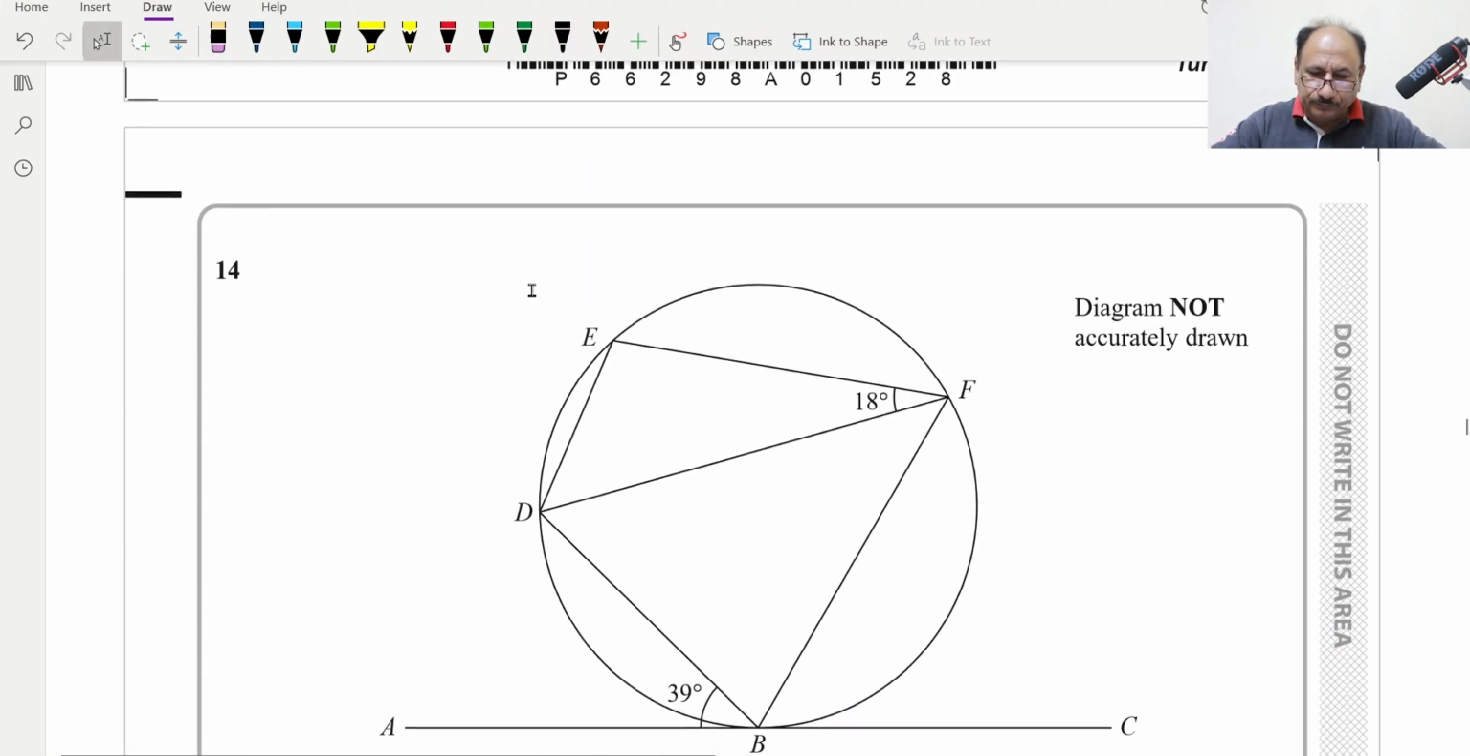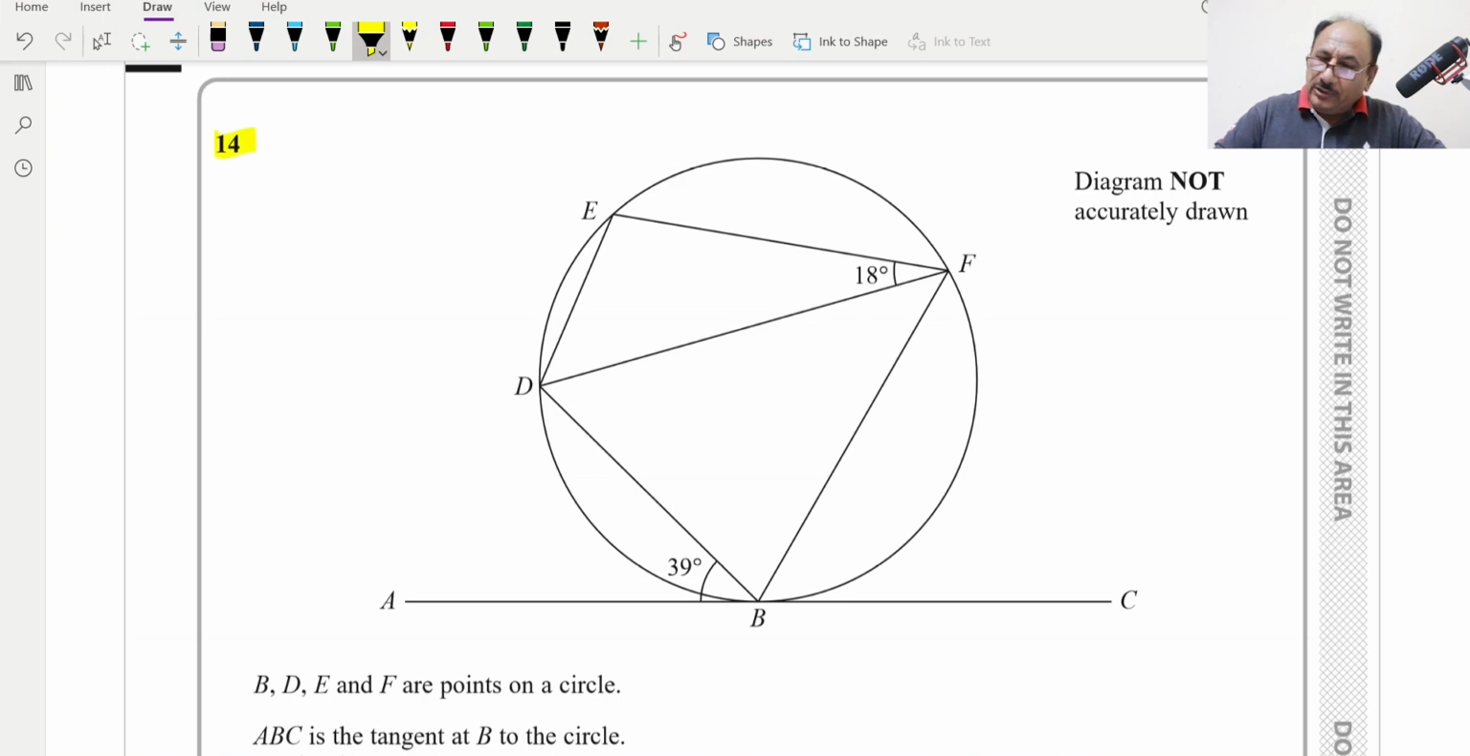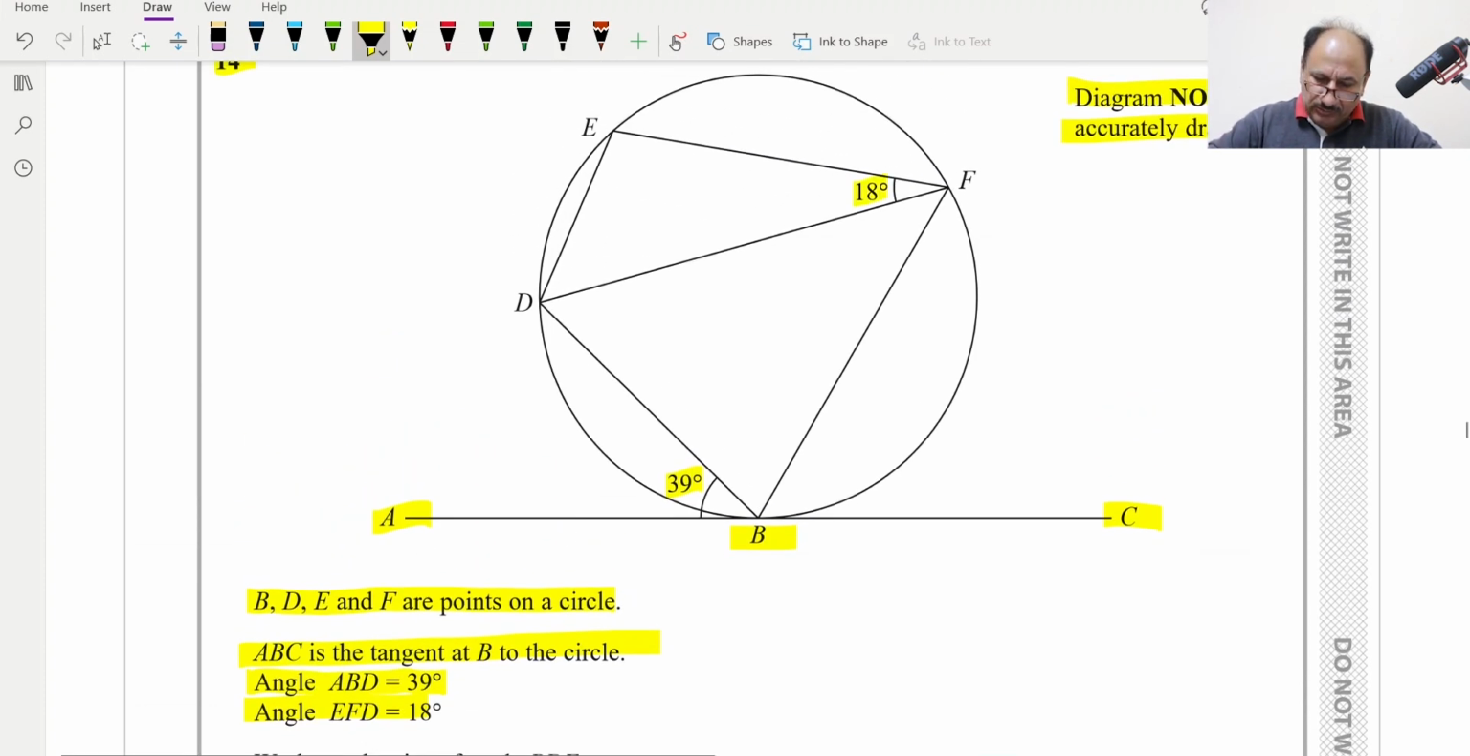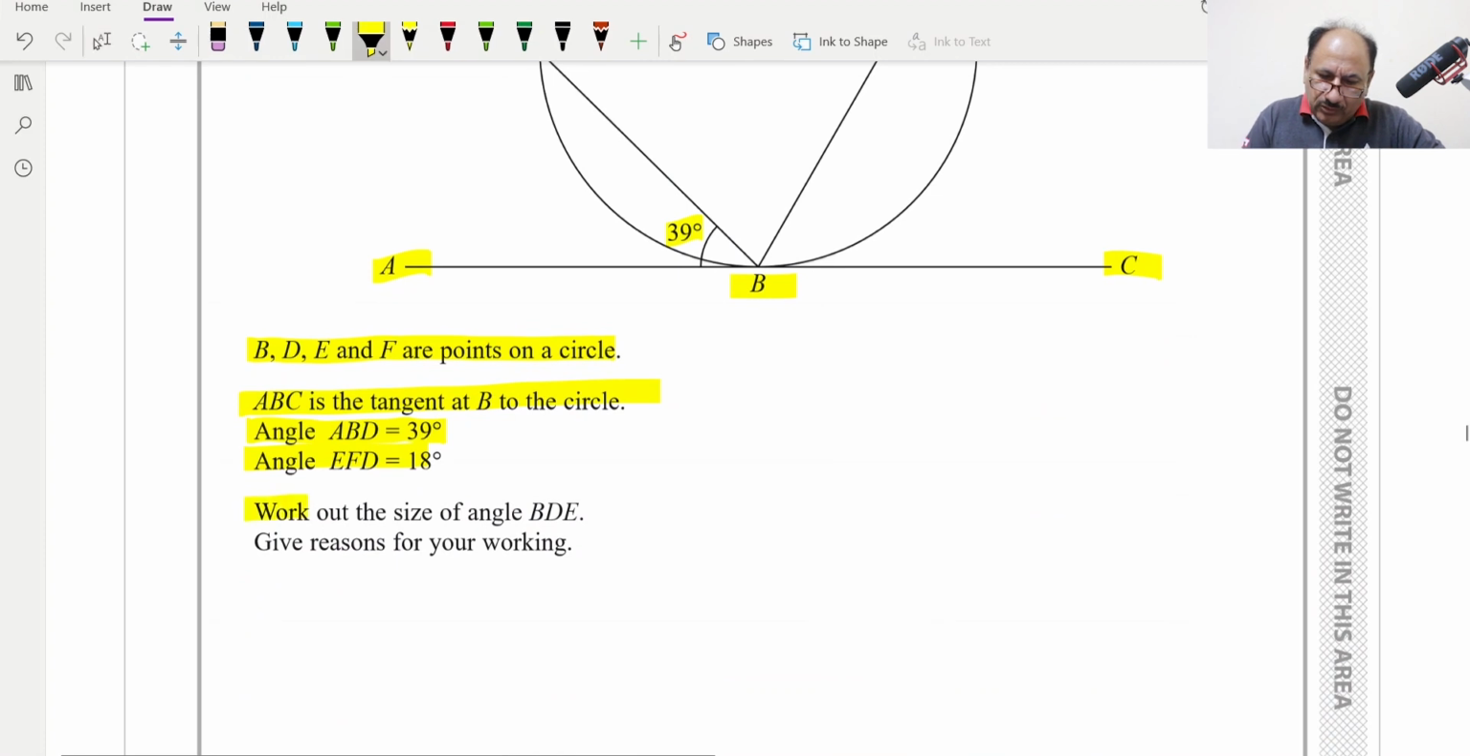You got this. Question number 14. Diagram is not accurately drawn. B, D, E, and F are points on the circle. A, B, C is this one, the tangent at B to the circle, and angle ABD is 39 and angle EFD is 18. So this is 39 and this one is 18. And what we have to do is work out the size of the angle BDE and give reasons.